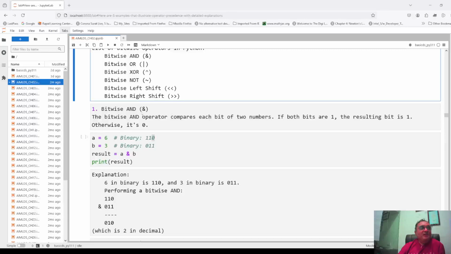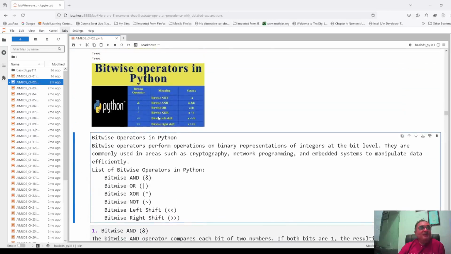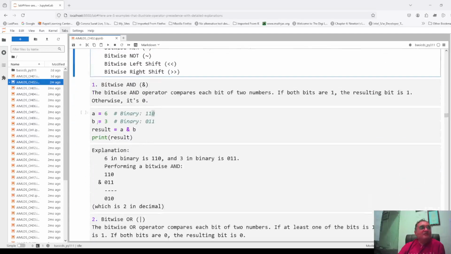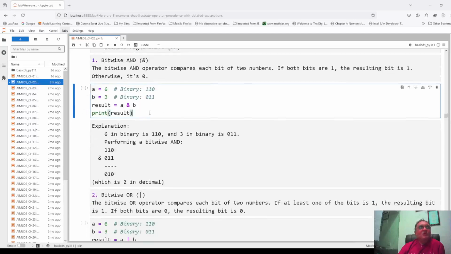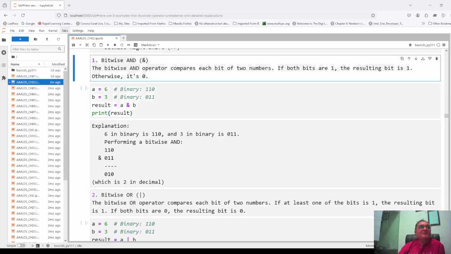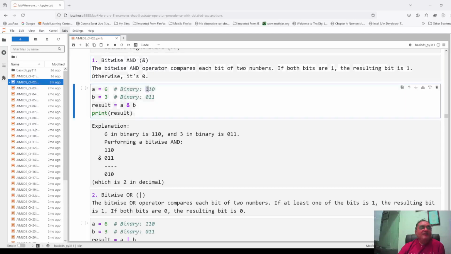It is shown by the symbol ampersand, and it is a binary operator. So that means it will have two operands, A and B, for example. So here, for example, A equals 6, B equals 3. And if I write A and B, remember it is not 6 and 3, but rather 1, 1, 0 and 0, 1, 1, because bitwise operators act on binary numbers only. So what will be the result? Bitwise operators are very simple. They just compare corresponding bits: 1 with this 0, 1 with this 1, and 0 with this 1.